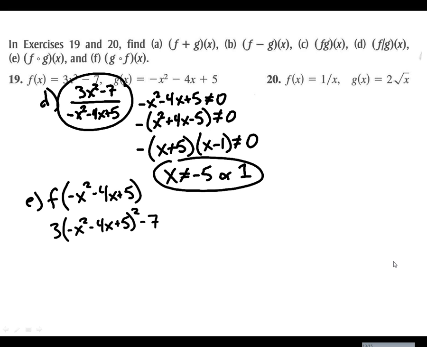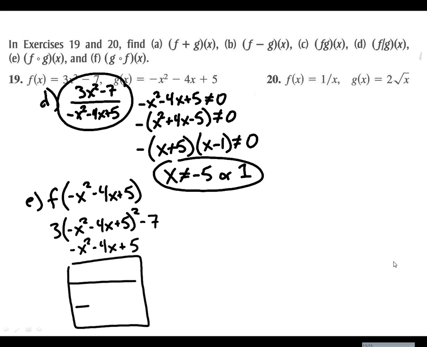All right, we're going to need to use the box method to keep track of everything here. So we got negative x squared minus 4x plus 5. We'll have the same thing going down the side. So we've got x to the 4th. We've got 4x cubed. We've got minus 5x squared. We've got 4x cubed. We've got 16x squared, minus 20x, minus 5x squared, minus 20x plus 25.